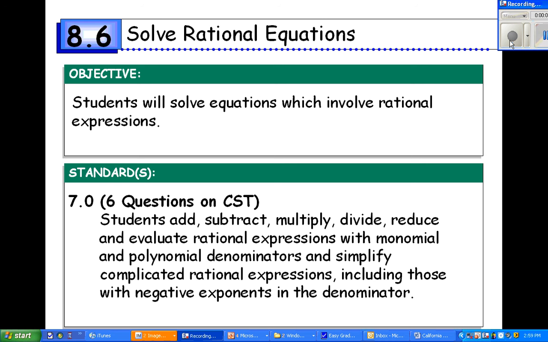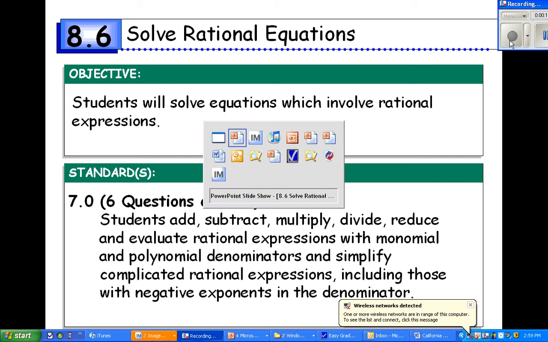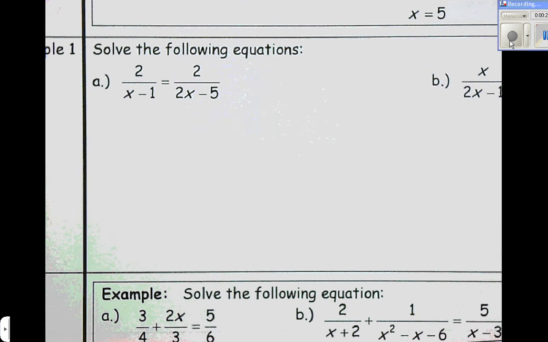Section 8.6, solve rational equations. In this section, you will solve equations which involve rational expressions that have fractions with binomials or polynomials. This is part of standard 7.0, and there are 6 questions on the CST. Let's go through example number 1.